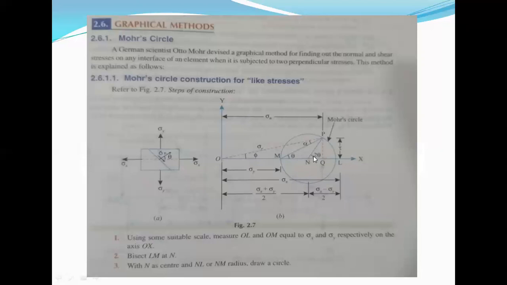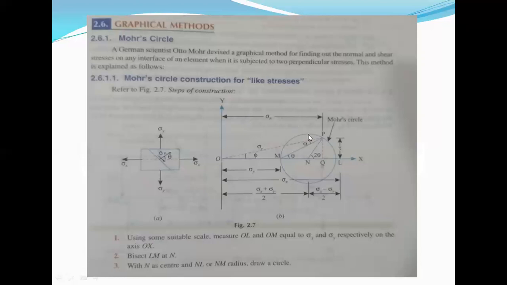Then we are given theta, the plane. So we'll be drawing a line at an angle of 2 theta from this point. The point where it touches will be point P, and we'll drop a perpendicular from point P, and this will give us the normal stress, sigma n.